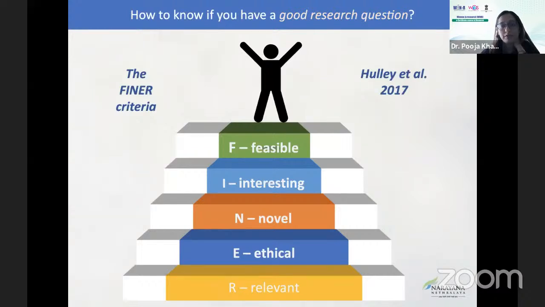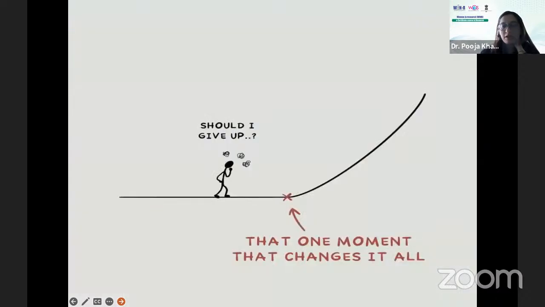And how do you know if you have a good research question or not? A good research question has to be feasible, interesting, novel, ethical, and relevant. So it is nothing but the FINER criteria. And if you have taken care of all these five aspects, then you know that you have written a good research question.